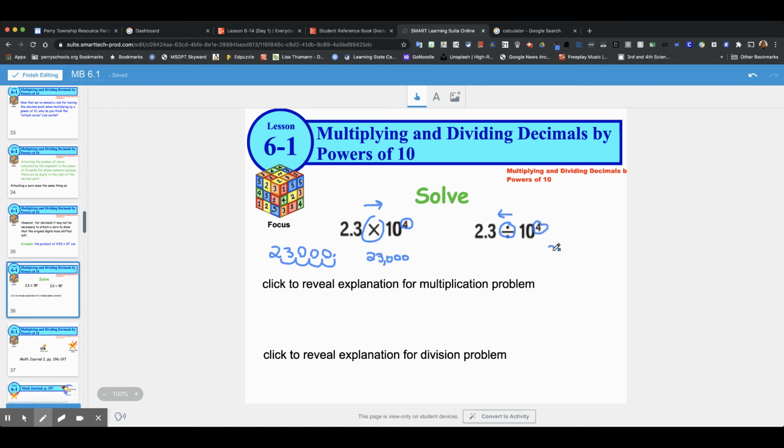Same thing with 2.3, but this time it's divided, so I'm going to move my decimal to the left 4 spots. So I'm going to write my 2.3 here, and I'm going to go 1, 2, 3, 4. Now I'm going to put my decimal here, and I'm going to fill in a spot here, here, and here. So I can rewrite this as 0.00023. Notice I added another zero here just to show me there's nothing in the ones place. Just helps me understand that number a little bit better.